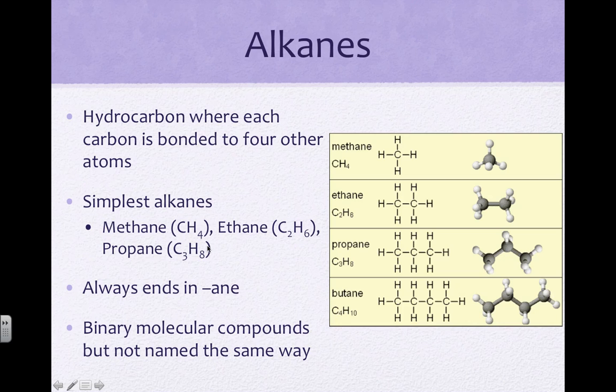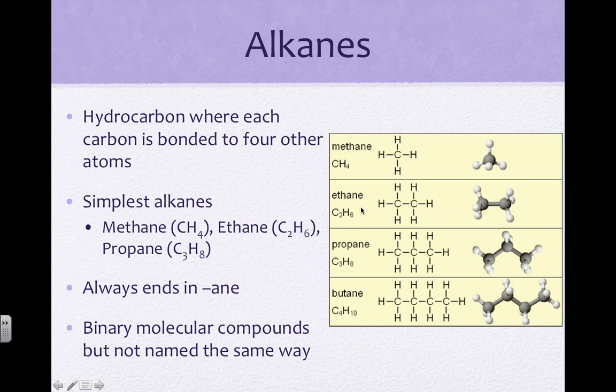The simplest alkanes are ones you probably heard of before. We have methane, which is CH4. This is the structural formula. There's the ball and stick model. Methane is natural gas. This is the gas that flows through your homes to heat them, although you're probably not using heat right now, and also for your burners on your stove.